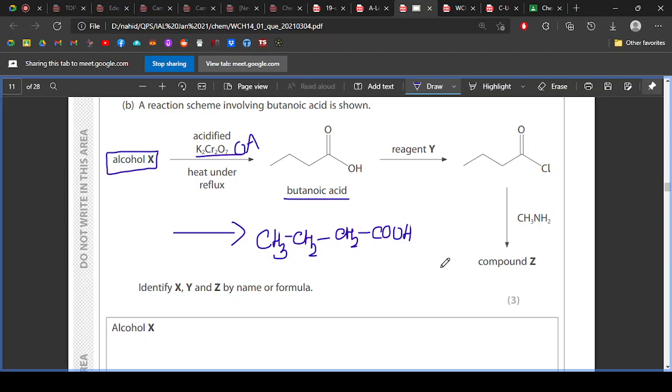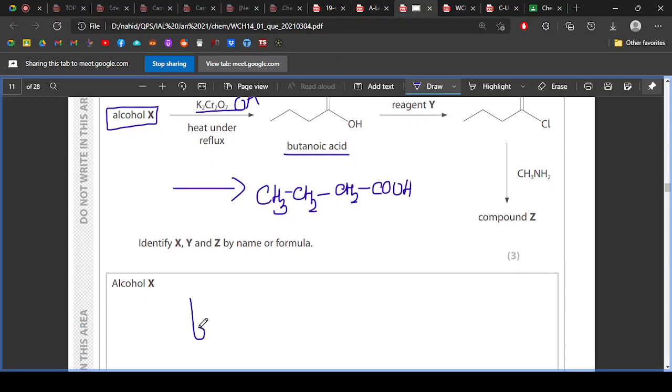What do you think? This is from Unit 2, actually. We know this from Unit 2. Oxidation of alcohol is from Unit 2. So, what alcohol might we need? Butanol. Yeah, butanol. That's it. So the alcohol X must be butanol.